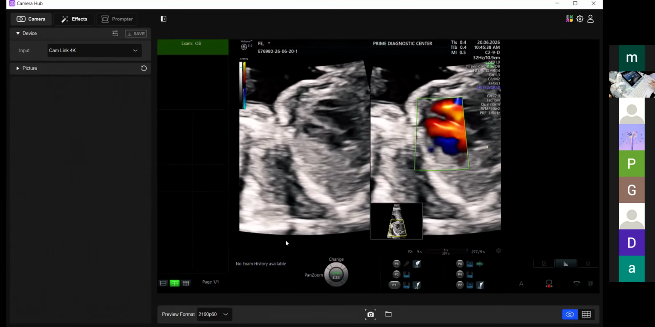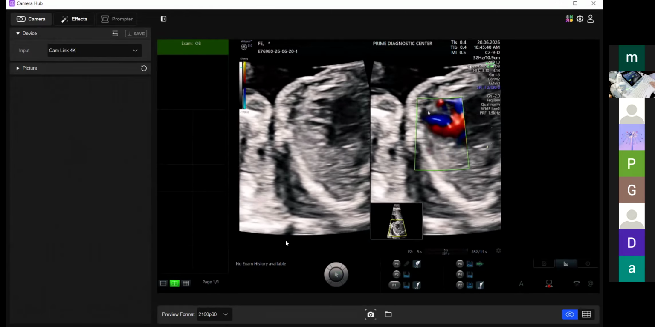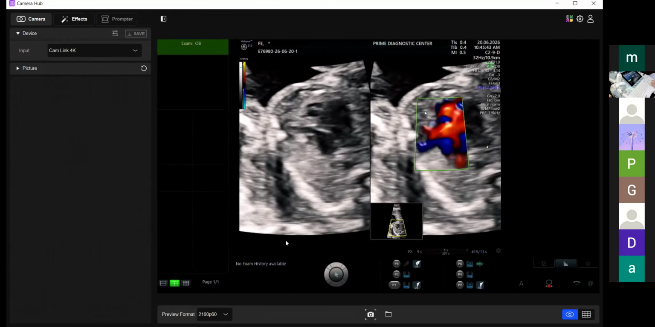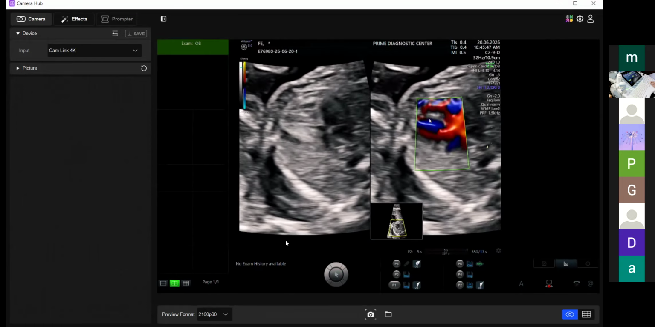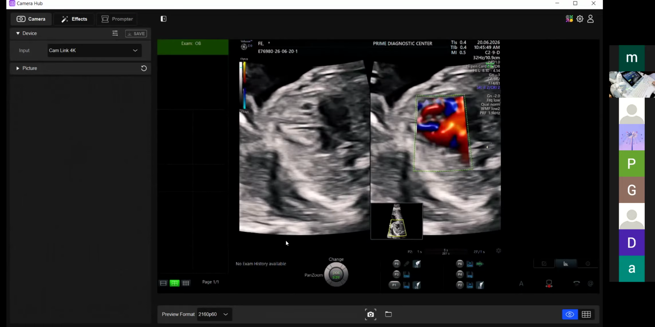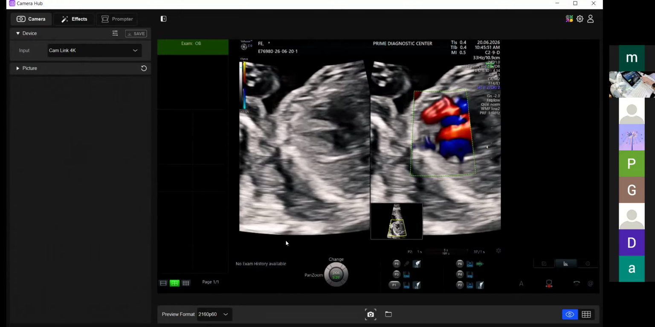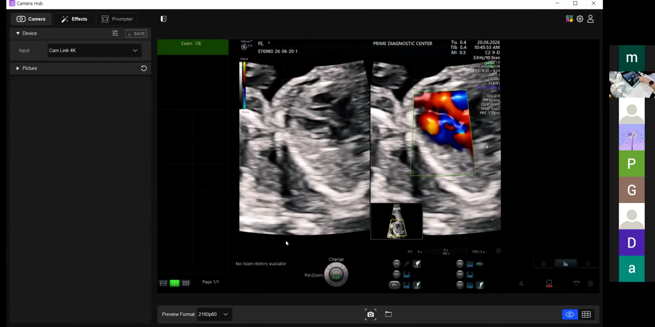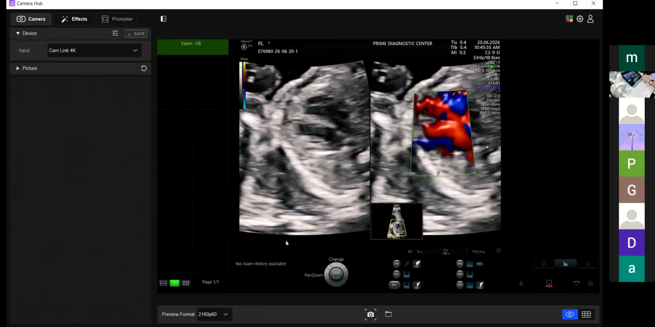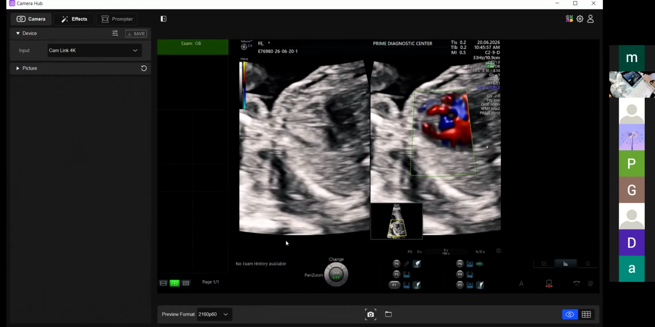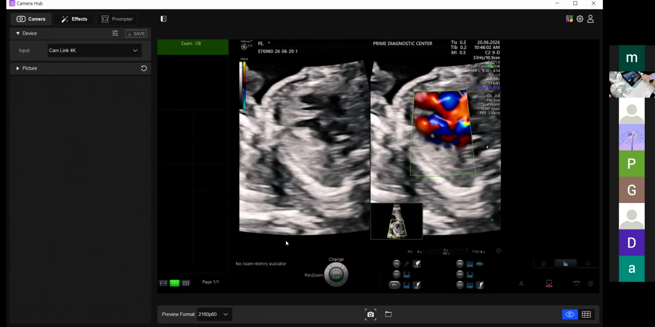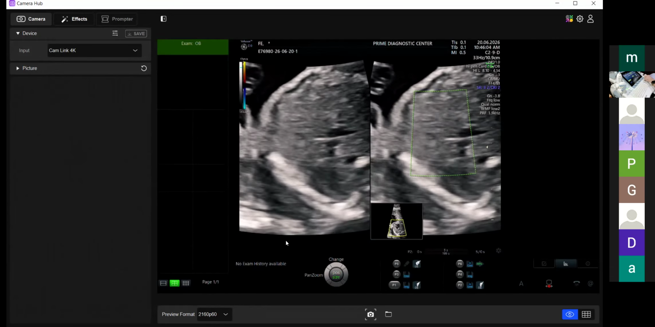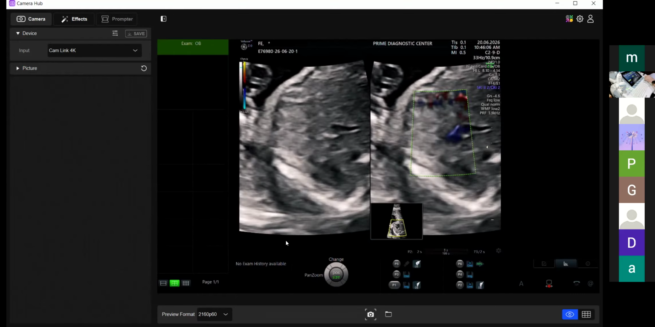So there was some doubt somewhere here: is there a VSD in this portion or not? We are not sure. What we are going to do is slightly increase the size of the color so that we see it there. And then I'm going to reduce the gain. Okay, so I'm going to reduce the gain. And when I reduce the gain, I want to see if there is any flow going across.